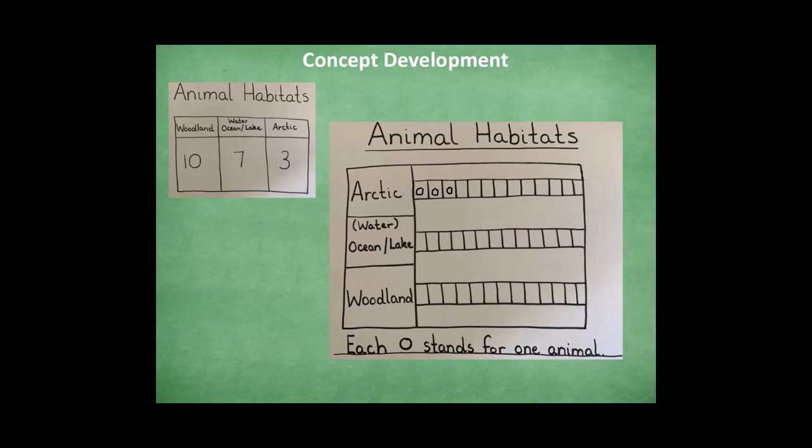With a picto chart, we have our habitats along the left side, and at the bottom, I've put each circle stands for 1 animal. That's the picture that I was talking about for the visual representation. I've chosen to use a small circle to show the number of animals in each group. You can see for Arctic, I've put 3 circles representing 3 animals that live in that habitat in our zoo.